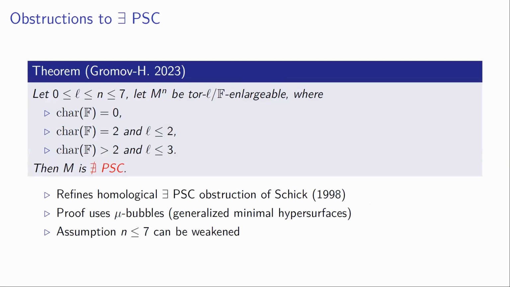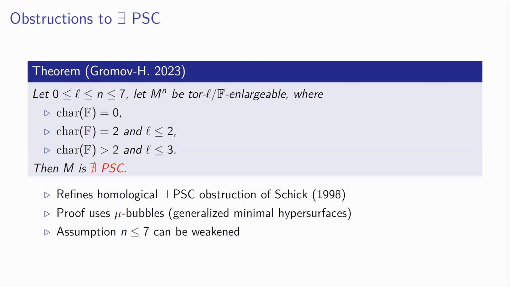So this TOR-F enlargeability is an obstruction. Here I have a certain dimension restriction on our manifold M. I assume that its dimension is at most 7. This can be weakened, but we do not know how it works in all dimensions, since we use a certain analytic tool, namely the generalized minimal hypersurfaces, mu-bubbles, and there are certain regularity issues of those objects which make it difficult to prove such a statement in higher dimensions. But at least in dimension up to 7, we can write down the following theorem.